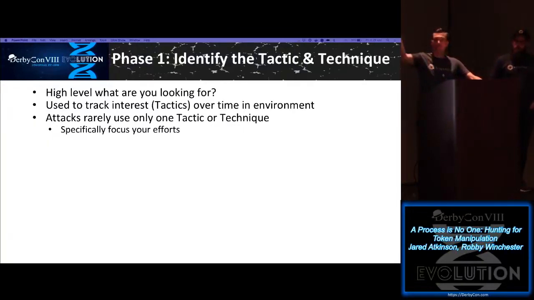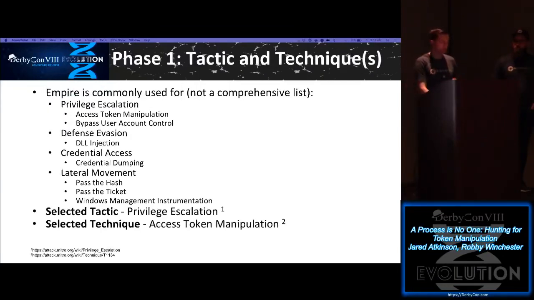So high level, again, the first step, tactic and technique. What are we going to look for? Empire uses a ton of tactics and techniques. It's a full-featured remote access tool. So in this situation, rather than trying to focus on everything and probably getting nothing, we're going to focus on one specific thing. Empire is used for all of these different things: privilege escalation, defense evasion, credential access, lateral movement. We happen to be doing some research into the privilege escalation technique, access token manipulation.